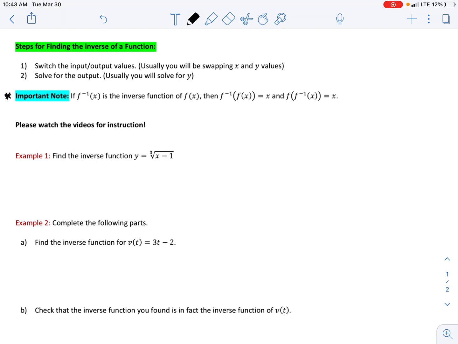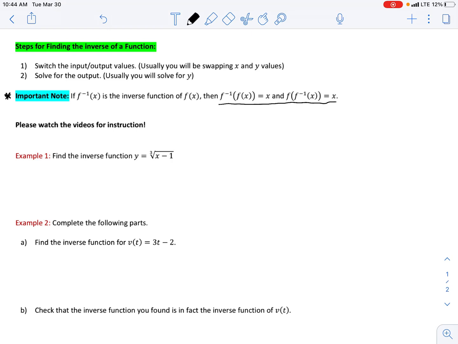Okay, and so here's an important note. If f inverse of x is the inverse function of f of x, then we have these two properties, which means that the composition of f inverse and f is equal to x, and the composition of f and f inverse is also equal to x. So if I plug in my function f into the inverse function, I should get out x, and if I plug in the inverse function into my function f, I should also get out x. That's a good way for you to check if what you found is the inverse function, if it's correct.